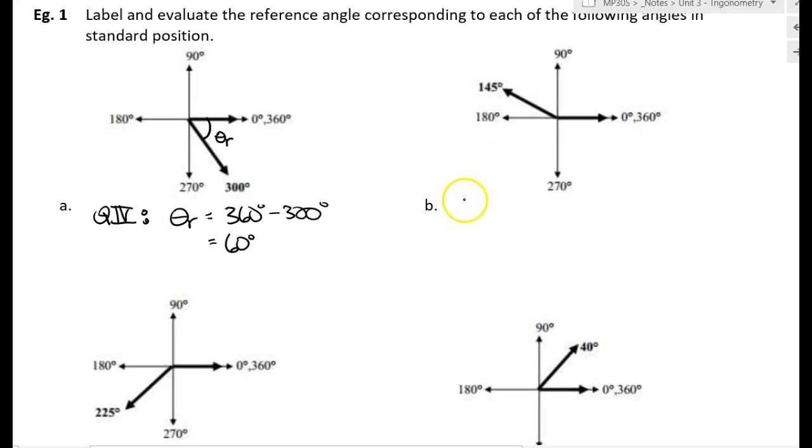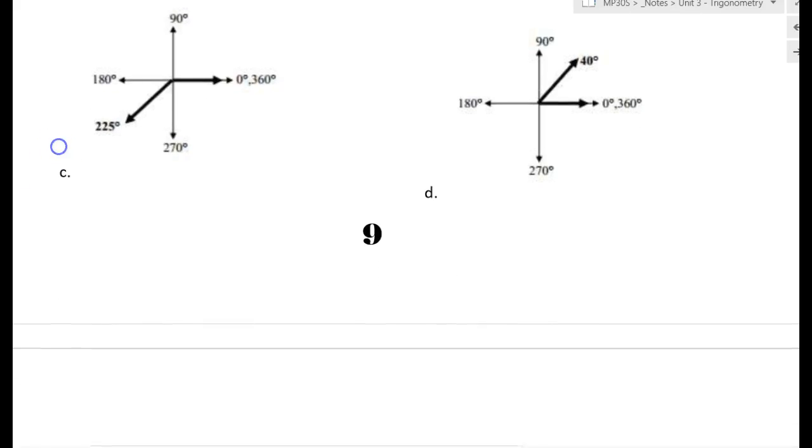For B, I'm dealing with quadrant 2. My reference angle is here in this case. And so it needs to take me from 145 to 180. So my theta reference is going to be, how much more would I need to add? So 180 minus 145, and that is going to give me 35 degrees.